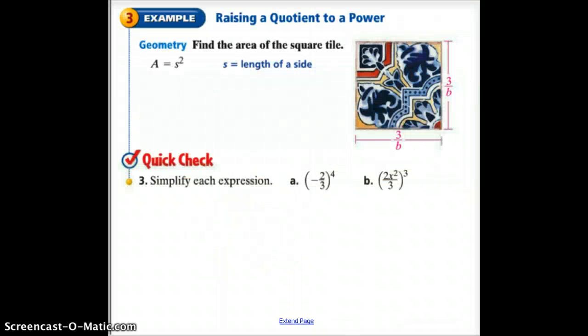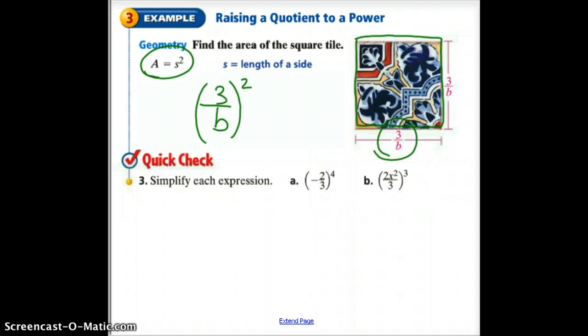Let's do one together. All right. Find the area of the square tile. Now, we know to find the area of a square, it's side times side, or side squared. So if they tell us that one side is 3 over b, to find the area of this square, we need to square one of the sides.